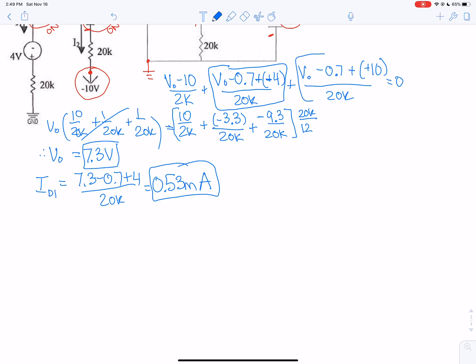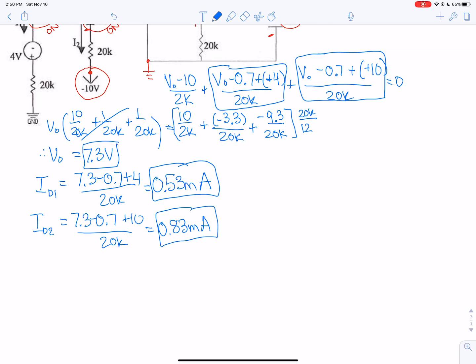And this branch had ID2, and that was 0.83 milliamps. Then we need to check our assumptions. In this case we assumed both of them were on. Both of them are greater than 0, so therefore both are on. So that concludes the solution for the DC side.